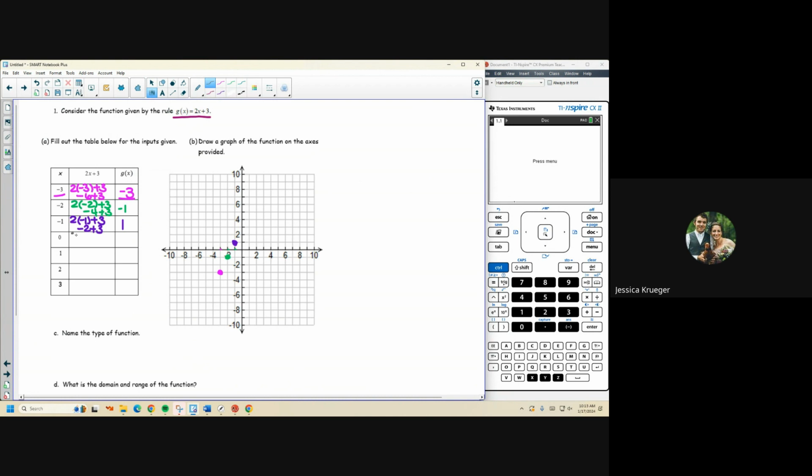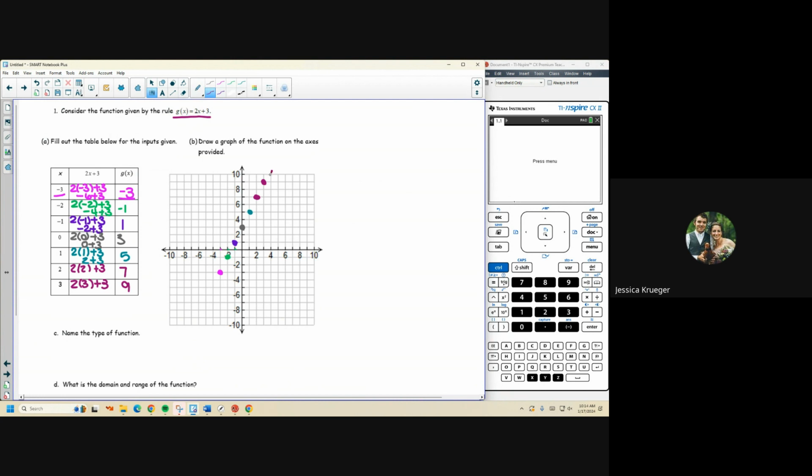Then it wants me to plug in 0. 2 times 0 plus 3, that's 0 plus 3, which is just 3. Then it wants me to plug 1 in. 2 times 1 plus 3, that's 2 plus 3, which is 5. There's my next point. Next one is 2, so 2 times 2 plus 3. 4 plus 3 is 7, so 2, 7. And then my last one is 3. 2 times 3 plus 3, that's 6 plus 3, which is 9.